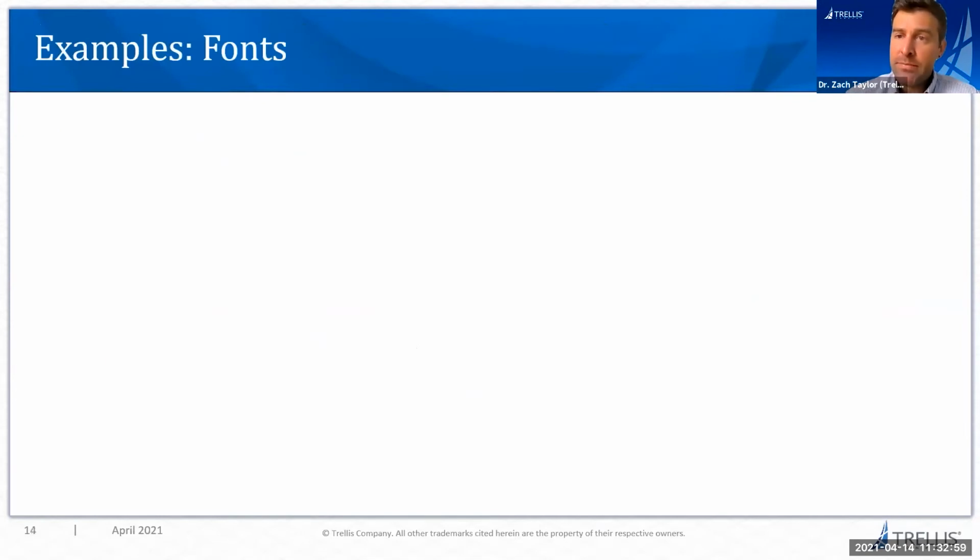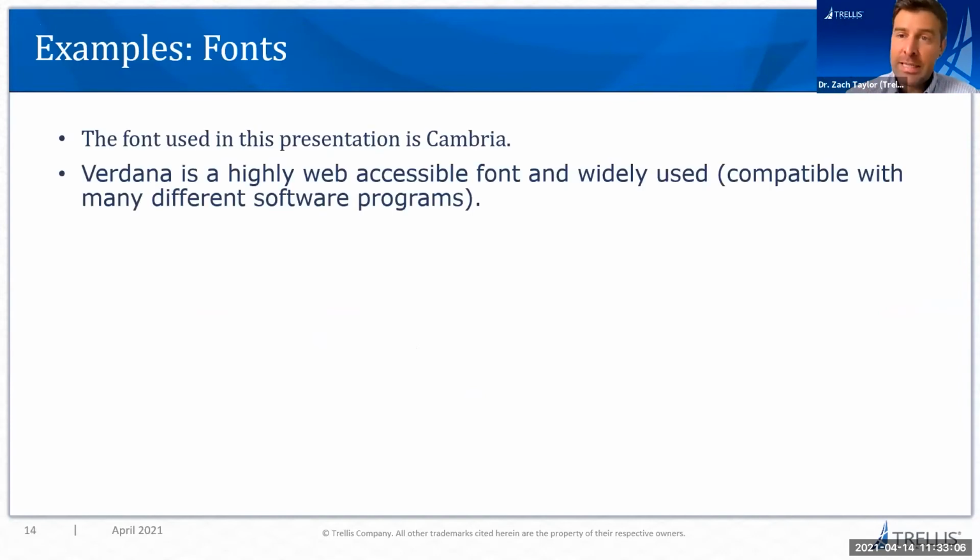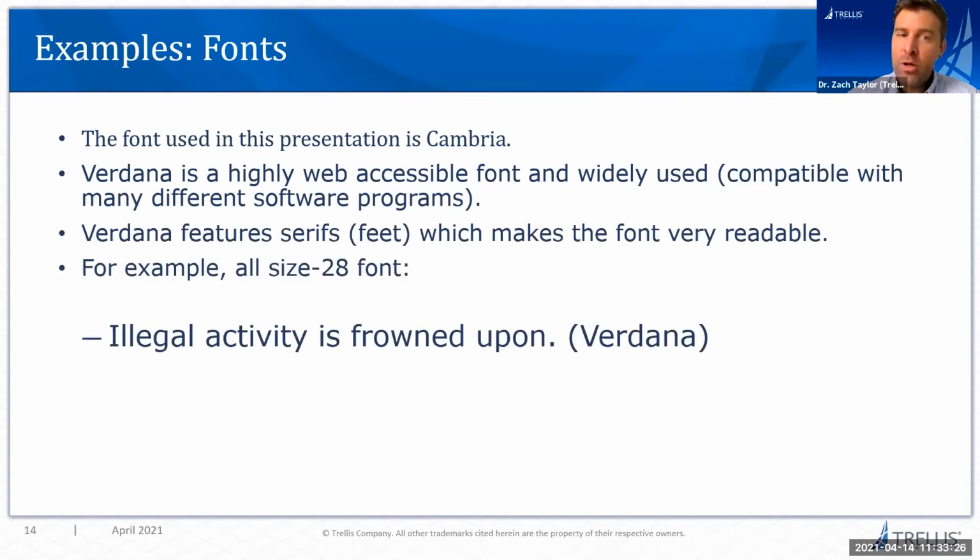Here are a few examples of accessible fonts. Again, use Cambria in this presentation. Verdana is also highly accessible. Those of y'all who get emails from me, my signature is in Verdana. It's very web accessible for a few reasons. It has feet that make letters stick out from caps to lowercase to uppercase, and we'll show you a few examples here. So in size 28 font across the board, illegal activity is frowned upon. Notice how you can very clearly tell the difference between a capital I and a lowercase l.